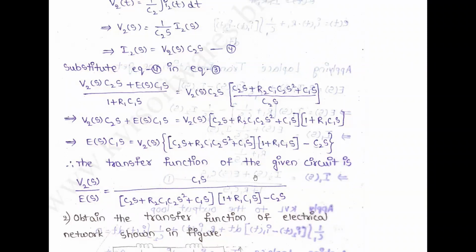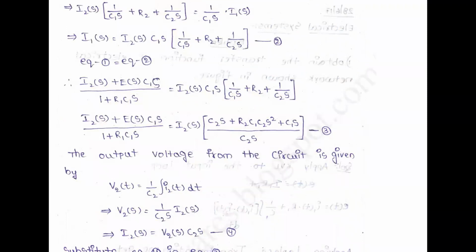This is the transfer function of a given electrical system. First apply KVL at the first loop, and then apply KVL at the second loop. Voltage across elements: voltage across a resistor is V equal to IR, voltage across an inductance is V equal to L into di by dt, voltage across a capacitance is V equal to 1 by C integral I dt.